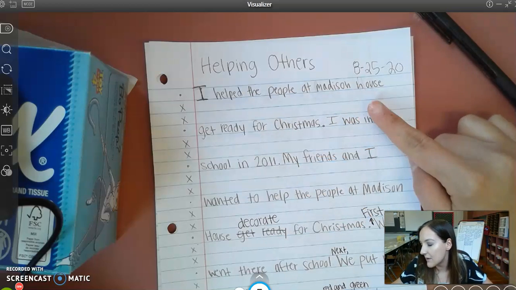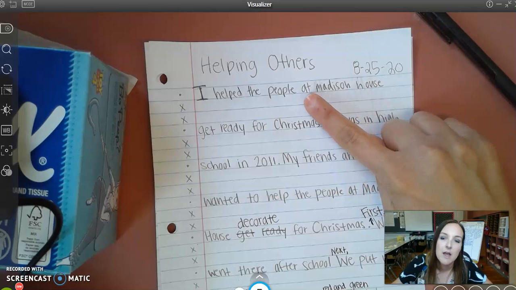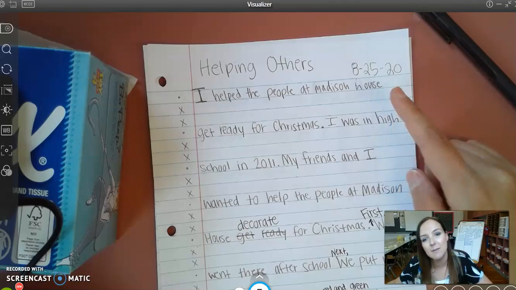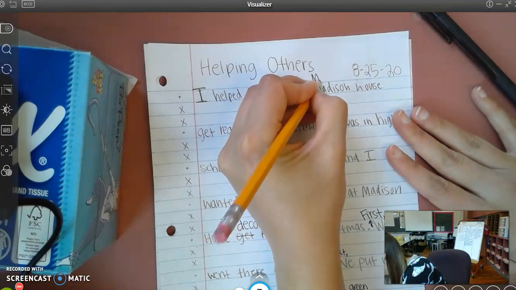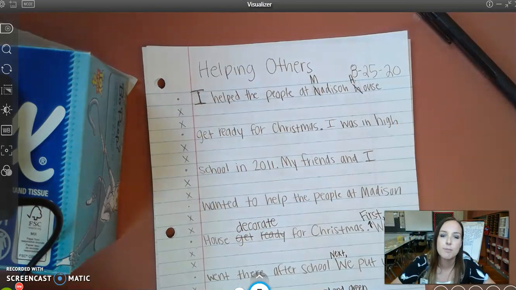I'm also noticing when I wrote Madison House that I put a lowercase m and a lowercase h. And that's a name of a place, so I need to make those capital. So I'm going to mark this out and put it up above. Capital M and a capital H. All right, let's keep reading.